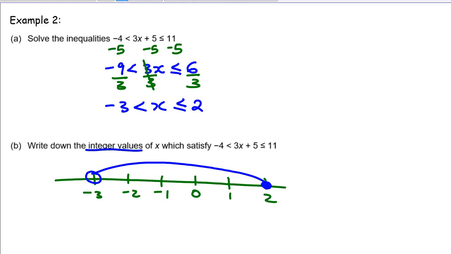So we basically say, remember, we're looking here at integer values. So the values of x here will be -2. Remember, -3 is not inclusive. -1, 0, 1, and 2.